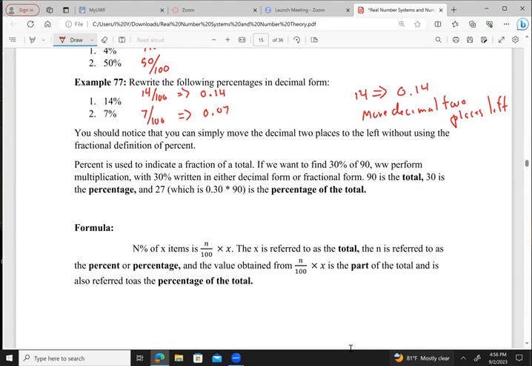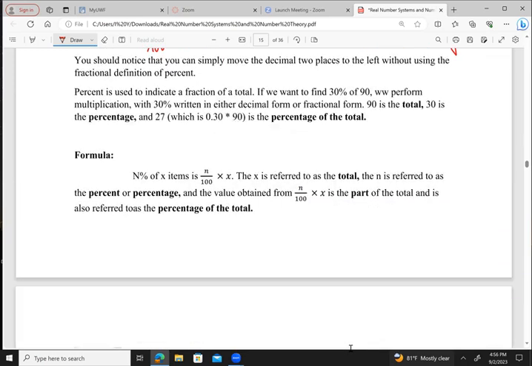So that brings us to n percent of x items is n over 100 times x. The x is referred to as the total. The n is referred to as the percent or percentage. And the value obtained from n over 100 times x is the part of the total and is also referred to as the percentage of the total.